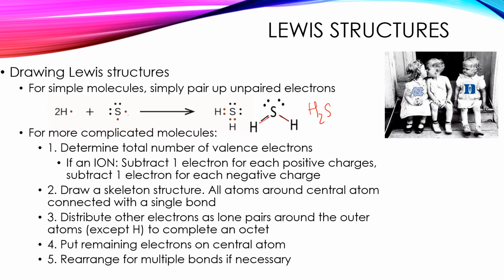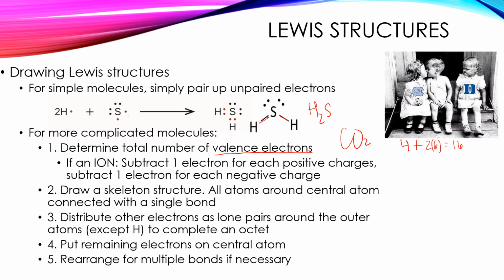I'm going to do carbon dioxide as I go through these, and on the next slide there are lots more examples that go through these steps. Step number 1 is to determine the total number of valence electrons that we need to account for. For carbon dioxide, carbon has 4 valence electrons, plus oxygen has 6, and there's 2 of them. So we need to account for a total of 16 electrons.